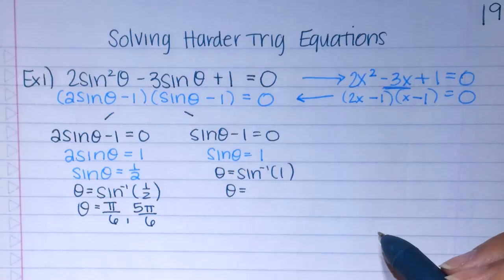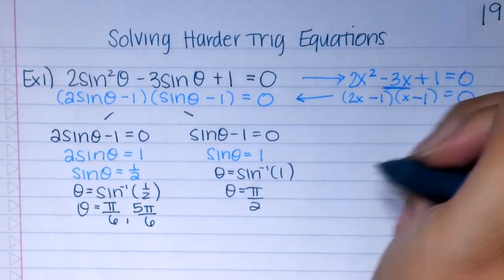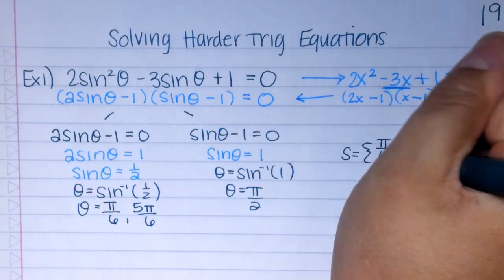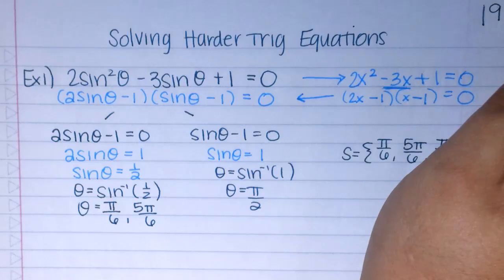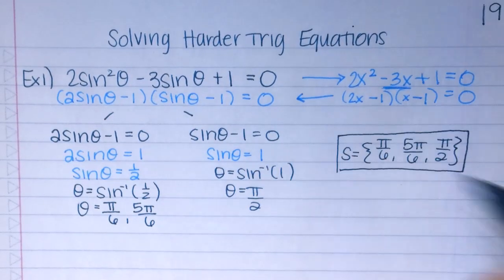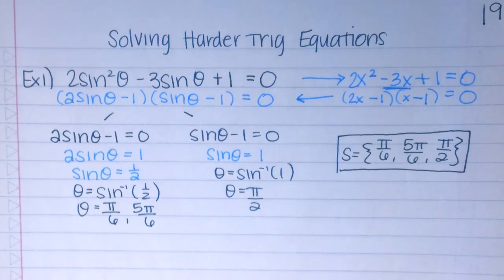Where is sine 1? Pi over 2. And so those are my answers: pi over 6, 5 pi over 6, and pi over 2. They do not have to be in order. I did not put them in order right there. I tend to, but it doesn't matter.